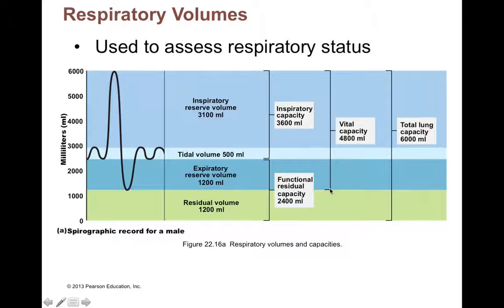I think I know what you mean, though. These values are in reference to 0. If you look at this side of the graph, it goes from 0 to 6,000. So these values are just the change in volume. But I think I understand what you're saying.